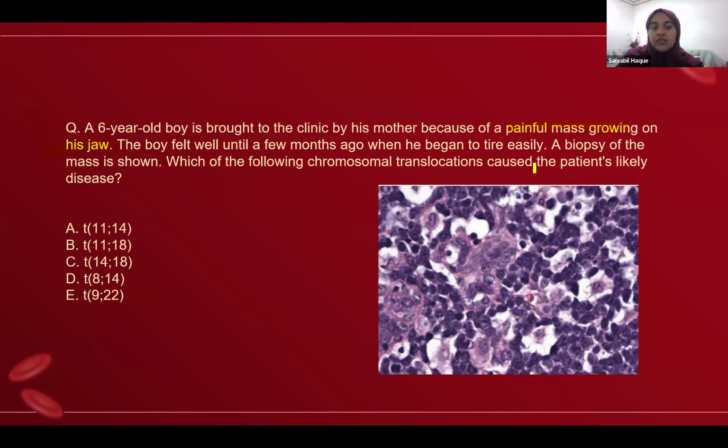Now, since this is a young presentation, and especially on his jaw, which is very characteristic of Burkitt's lymphoma. So Burkitt's lymphoma happens in children. If it's African endemic, it happens in the jaw. Otherwise, it can happen in the pelvic region or abdominal region as well, if it's the sporadic form. Now, what is the translocation in Burkitt's lymphoma? D, perfect. So it's from 8 to 14.